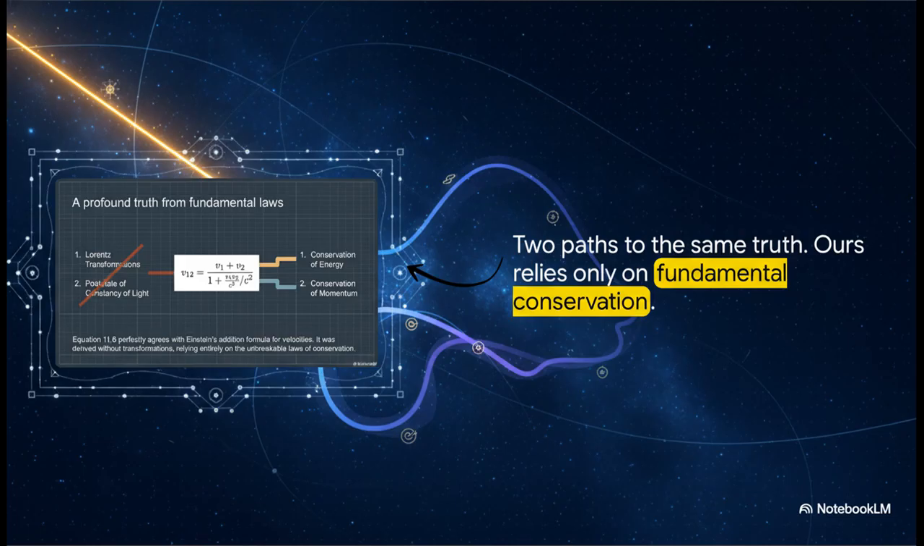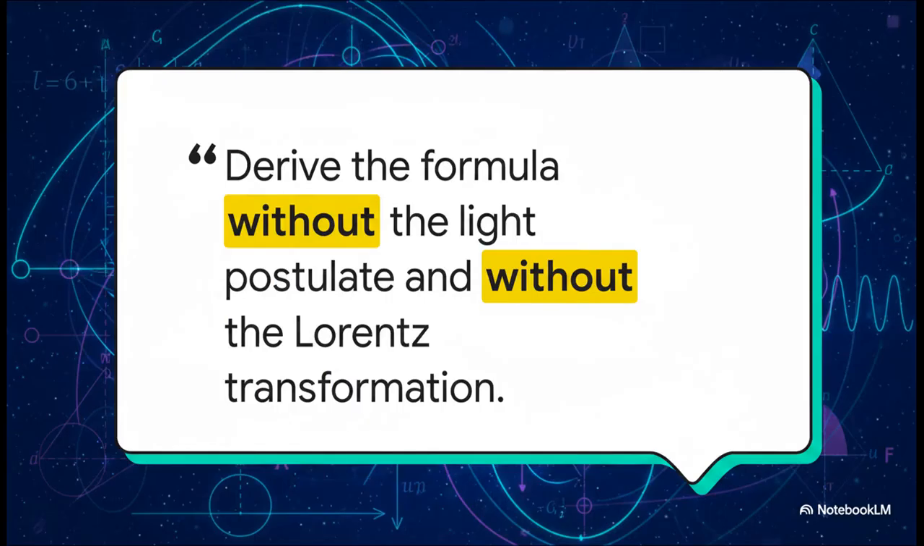The traditional path requires you to accept these special postulates about light and the very fabric of space-time. But the path we just walked, it only required us to trust the most fundamental, most unbreakable laws of the universe. And you don't have to take my word for it. The authors say it themselves. This shows that the secrets of relativity aren't just contained in Einstein's postulates. No, they are baked right into the bedrock laws of conservation that physicists have trusted for centuries.